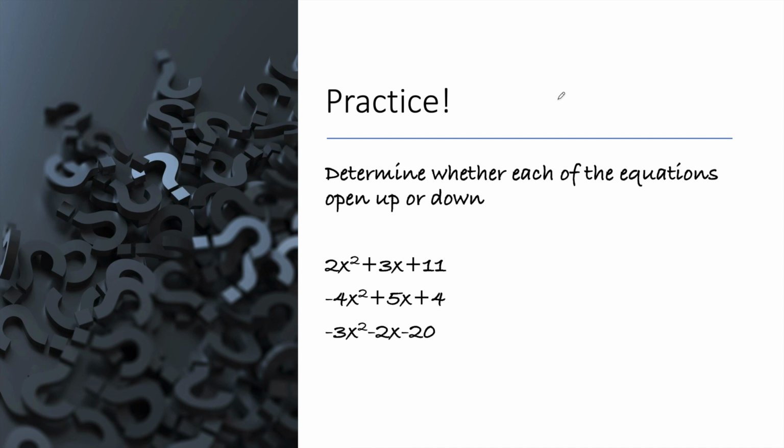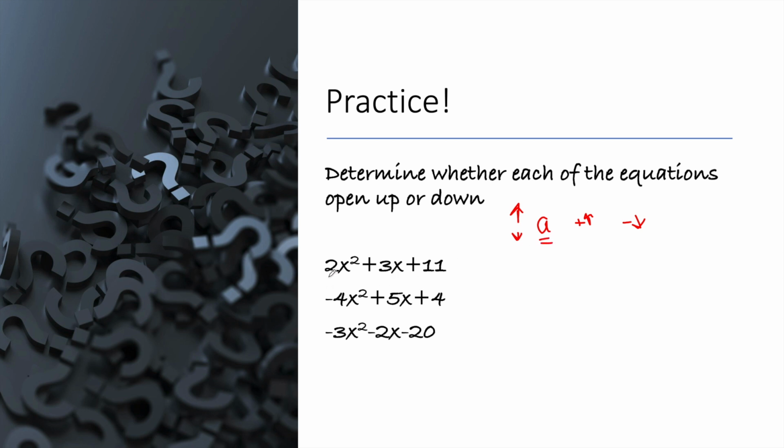Okay, some more practice. Determine whether each of these equations opens up or down. Feel free to pause again and check your answers later on. So as I talked about before, a in our standard form equation determines whether our equation opens up or down. If a is positive, our graph opens up, and if a is negative, our graph opens down. A just represents the constant in front of x squared.